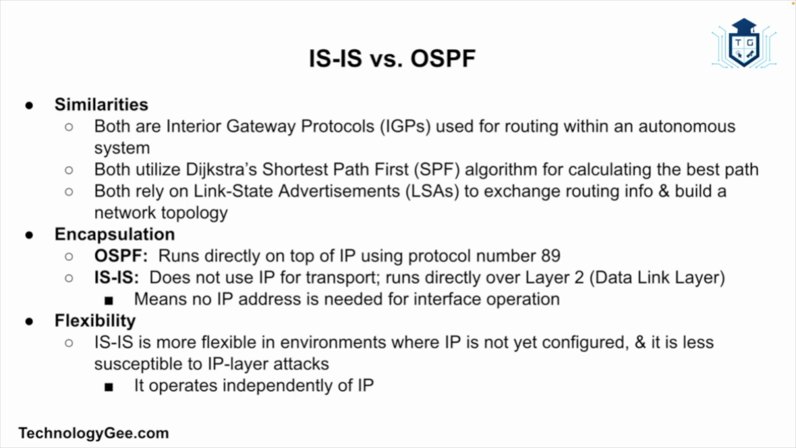So OSPF runs directly on top of IP using protocol number 89. ISIS, on the other hand, does not use IP at all for transport. Instead, it runs directly over layer 2. That means it doesn't require an IP address to function on an interface. And this makes ISIS more flexible in environments where IP may not be configured yet. It also means that ISIS is less susceptible to IP layer attacks since it doesn't rely on IP to operate.